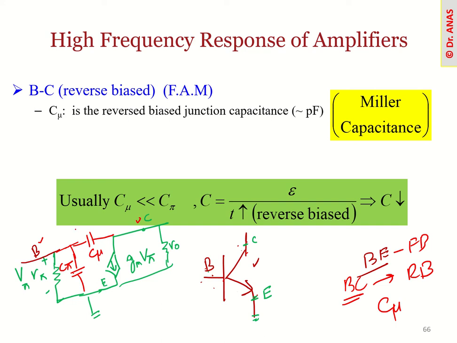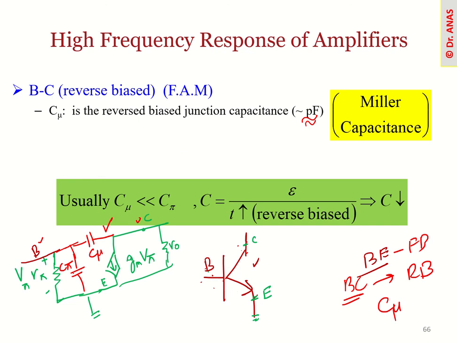So this is basically the hybrid pi model, incorporating the effect of the internal capacitances. C pi is the forward bias base-emitter junction capacitance, and C mu is the reverse bias base-collector junction capacitance. And as I said earlier, this value is usually in the picofarad range.